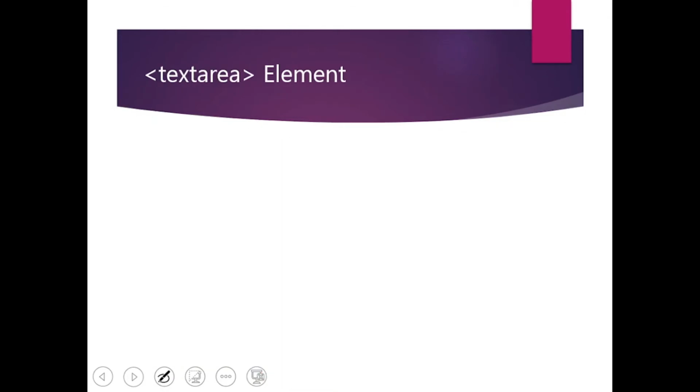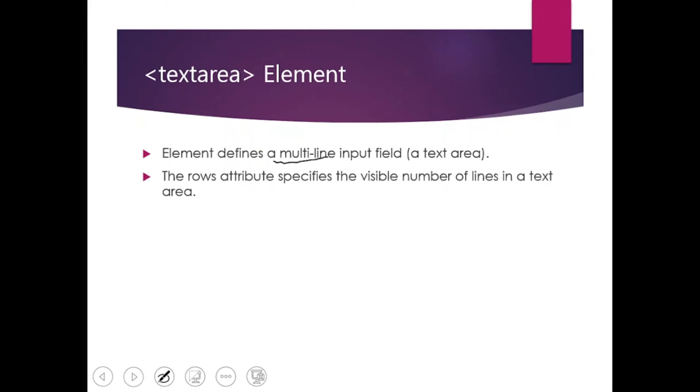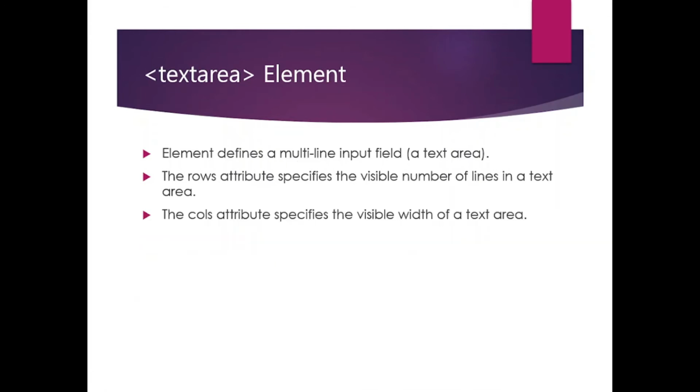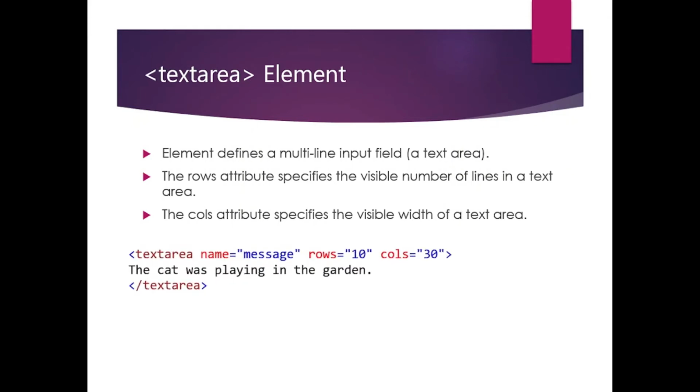So next we have the text area element. The textarea element defines a multi-line input field, that is a text with an area. That's why it's described as a multi-line input field. The rows attribute specifies the visible number of lines in a text area. The format of writing the text area element is textarea. If you want to give a name for your text area, name is equal to any name that you want to give for your text area box.